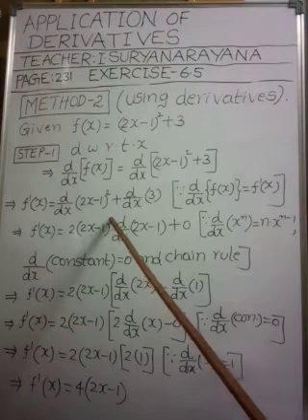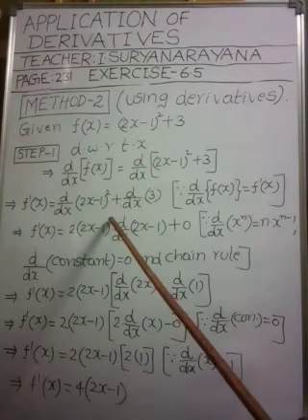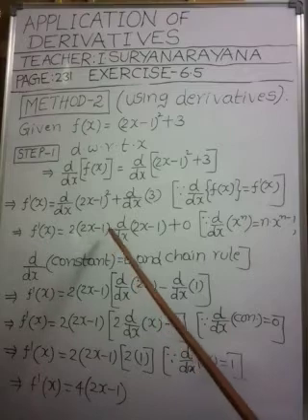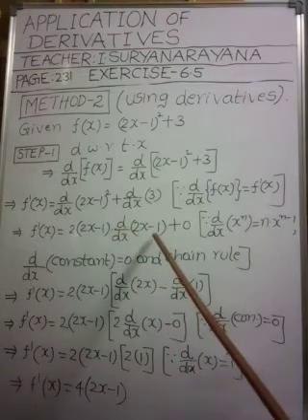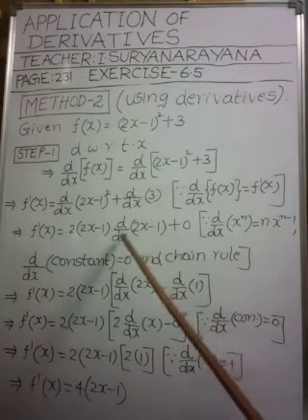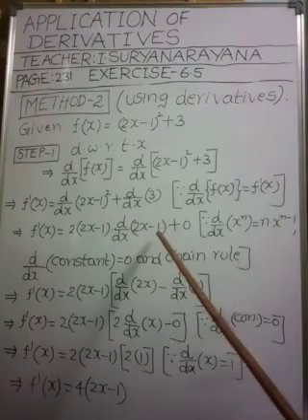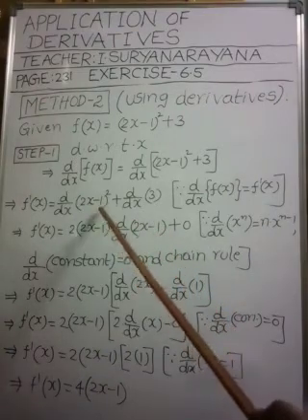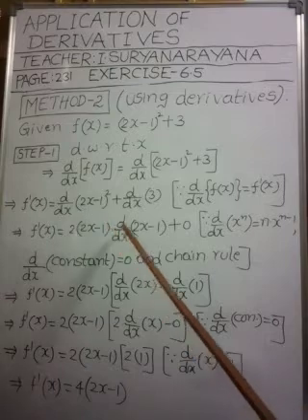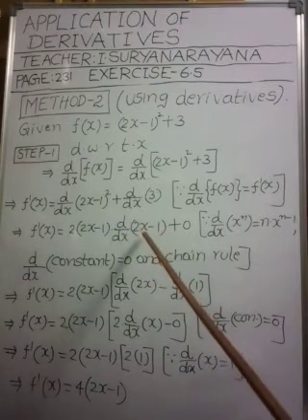So I am not writing 1 as power. Understood this part, my children? Right, into d by dx of 2x minus 1. Understood this part, my children? Why have we written this one? Because we assumed 2x minus 1 as x in our mind, so we have to differentiate that function also.